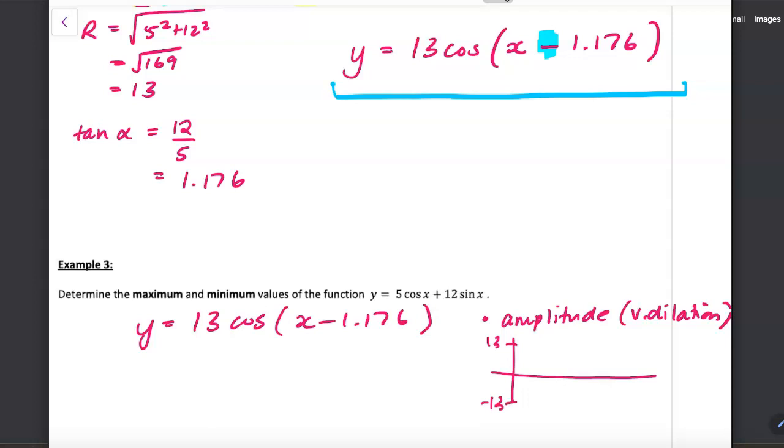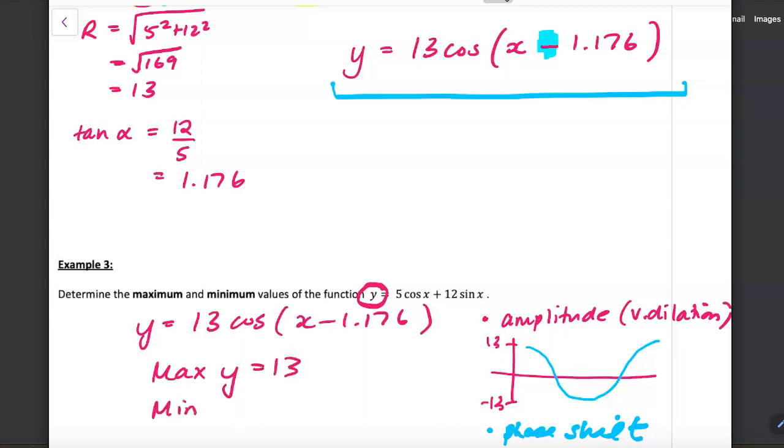And we know that the other change has been a phase shift. So that means it's going to move 1.176 to the right. So we're going to just have that curve happen. But all we want to know is what is the maximum and minimum values of y. So the maximum value of y is going to be 13, and the minimum value of y is negative 13.